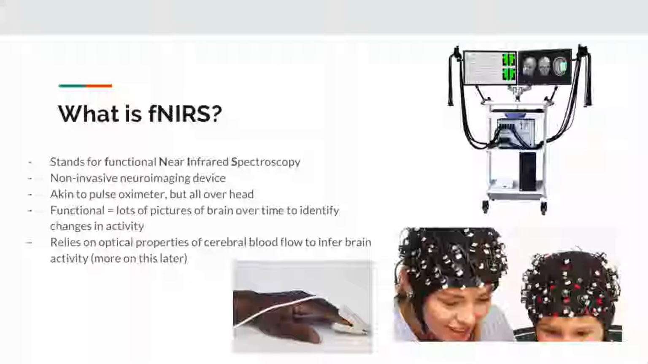Functional means you're taking lots of pictures of the brain over time to identify changes in activity. And it relies on the optical properties of cerebral blood flow to infer brain activity. We're going to go more into this a little bit later, versus MRI, which we're really familiar with in this lab, which uses the magnetic properties of cerebral blood flow instead.